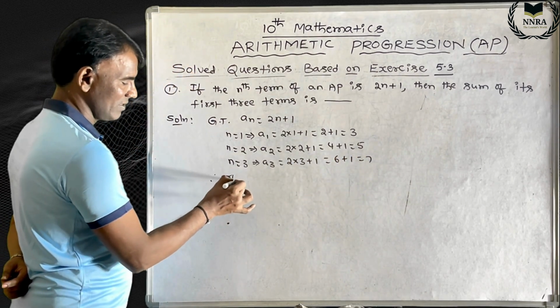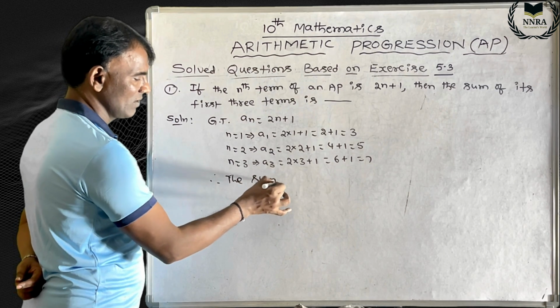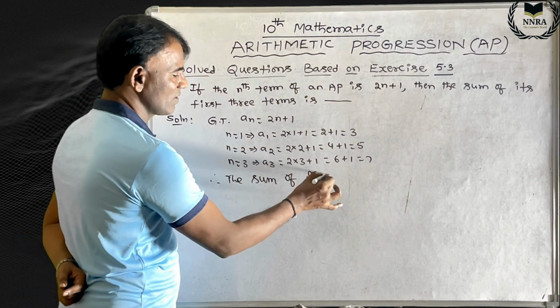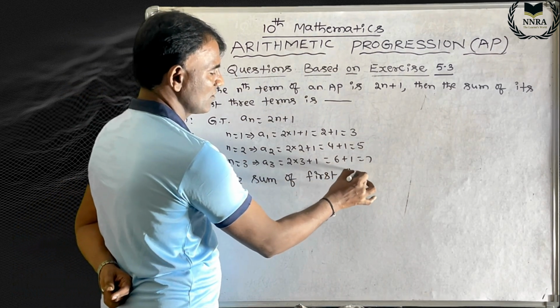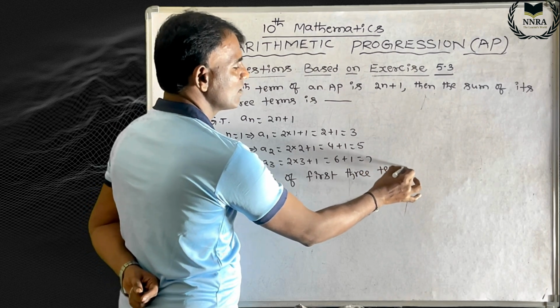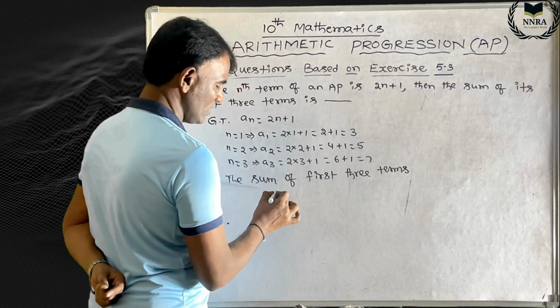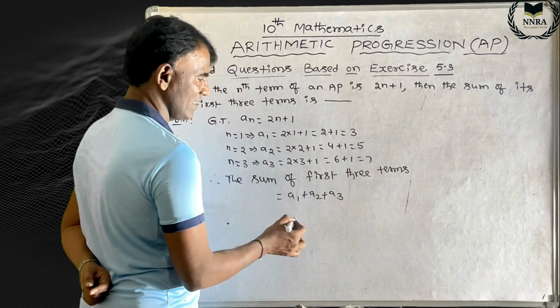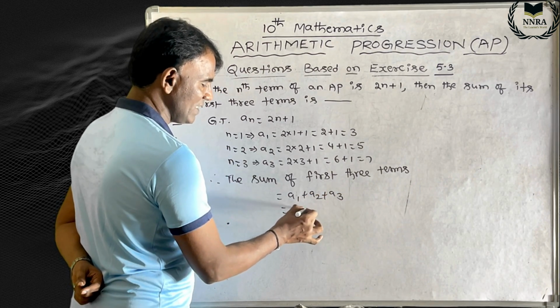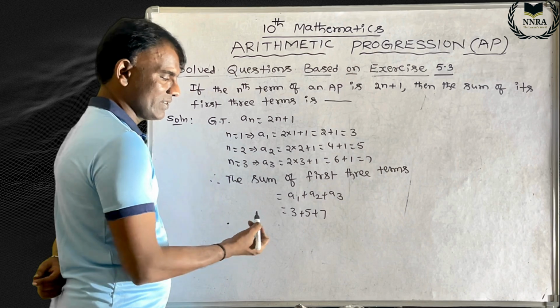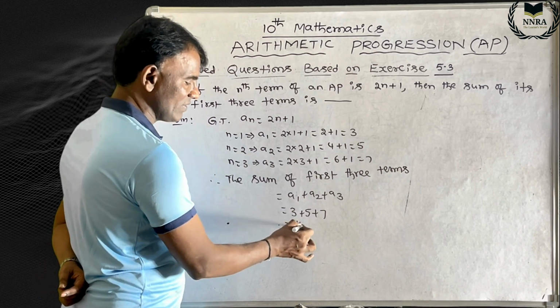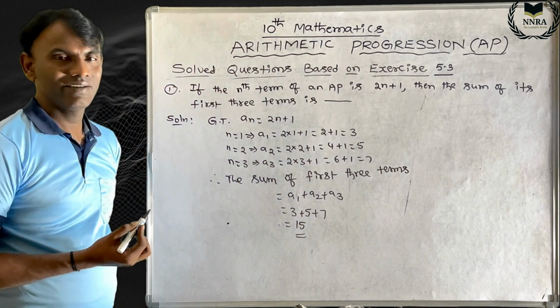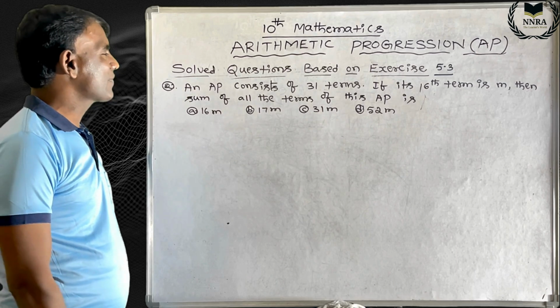Therefore, the sum of first three terms equal to a1 plus a2 plus a3. That is 3 plus 5 plus 7. So 8 plus 7 equal to 15. This is the answer. Okay, now question number 2.